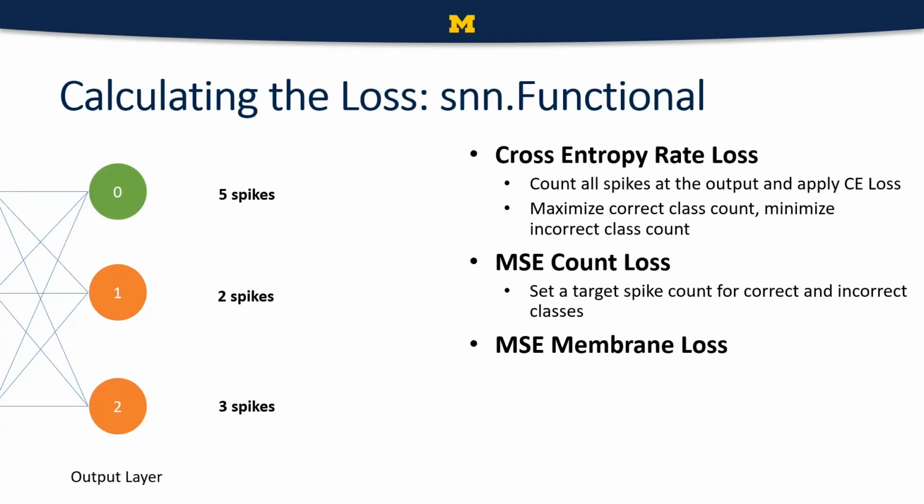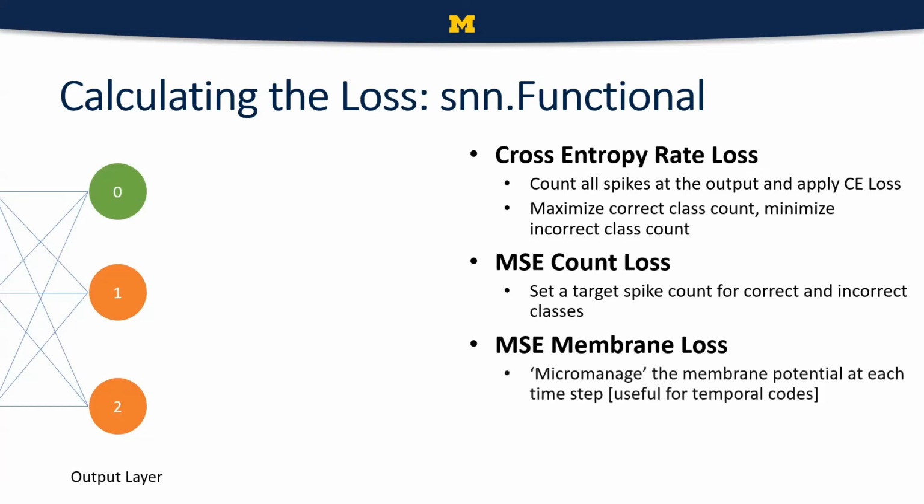My correct class fires 5 times, I make an infinitesimally small update, and nothing changes, because I need to change my voltage by the threshold amount in order to change the spiking behavior. Mean square error membrane does not face that same problem because it's continuous. It's not bound to being 0 or 1. The membrane potential has the full continuous spectrum of real numbers to evolve across. So I kind of call it micromanaging the membrane potential.